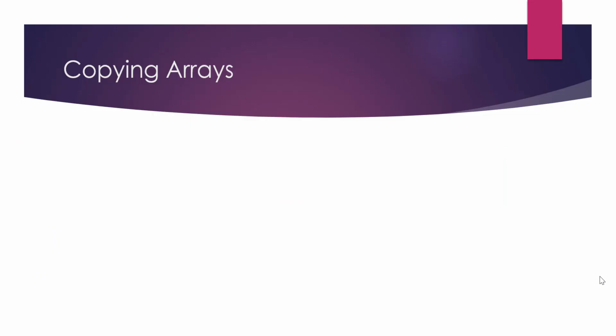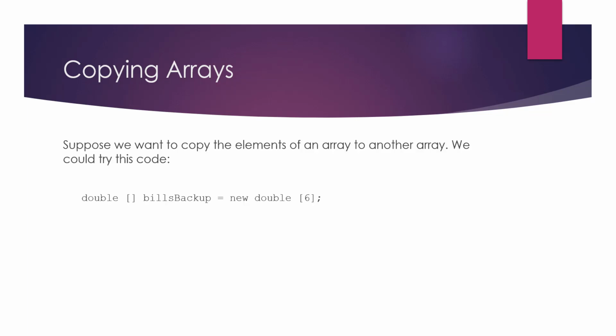Now, let's say that we have an array that we want to copy. We do not want to make changes to the original array. We want to copy that array and make changes to that copy. So we want to maintain the original array. We want to have a backup of that array and make changes, for example, to that backup. Now, what we can try is creating a new array. Let's call it billsBackup. Let's assume we have an array called bills, and we want to create a billsBackup array. So this array will have the same size. If we had 6 elements, this new array will have 6 elements. So we are creating a new double array with 6 elements.